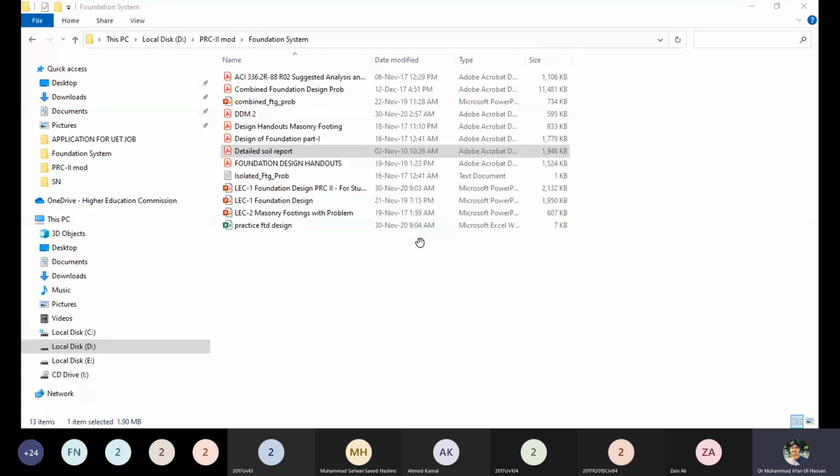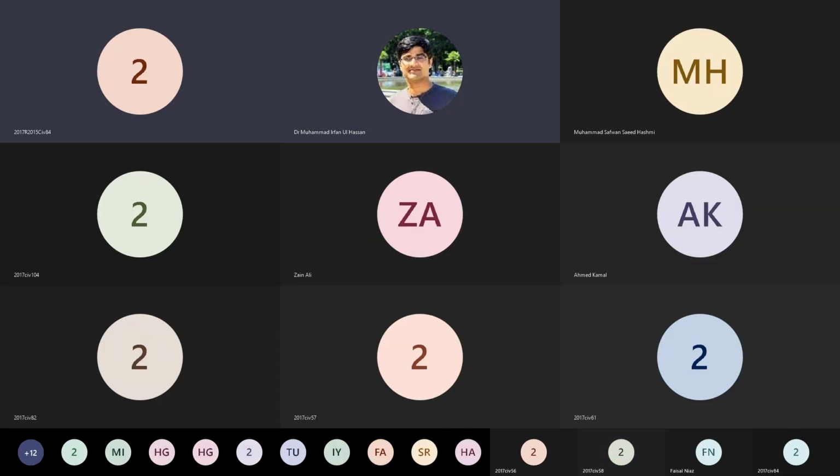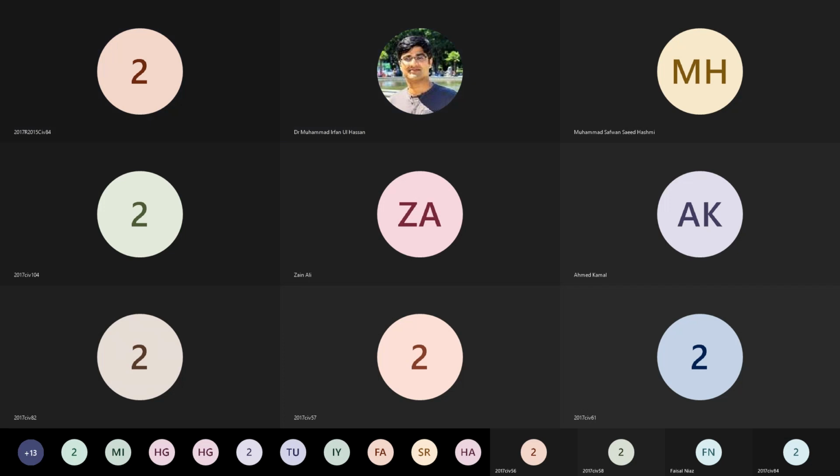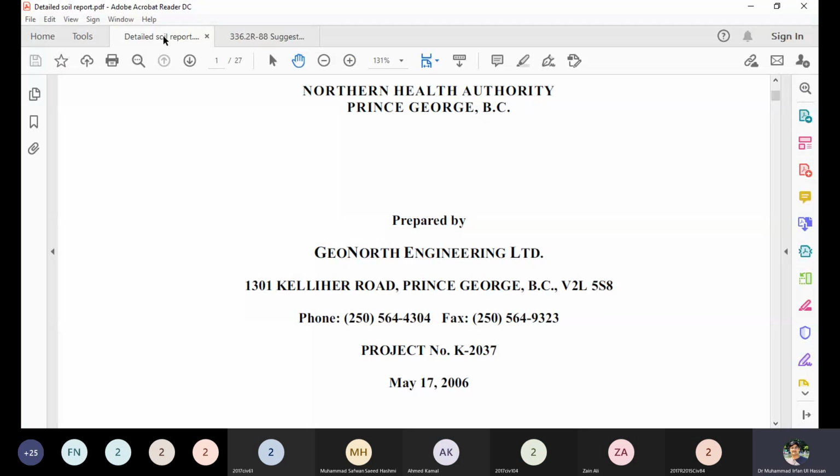Can you see the soil report on your screen? No, sir. Okay, one minute. Now you can see, I think. Yes, sir.